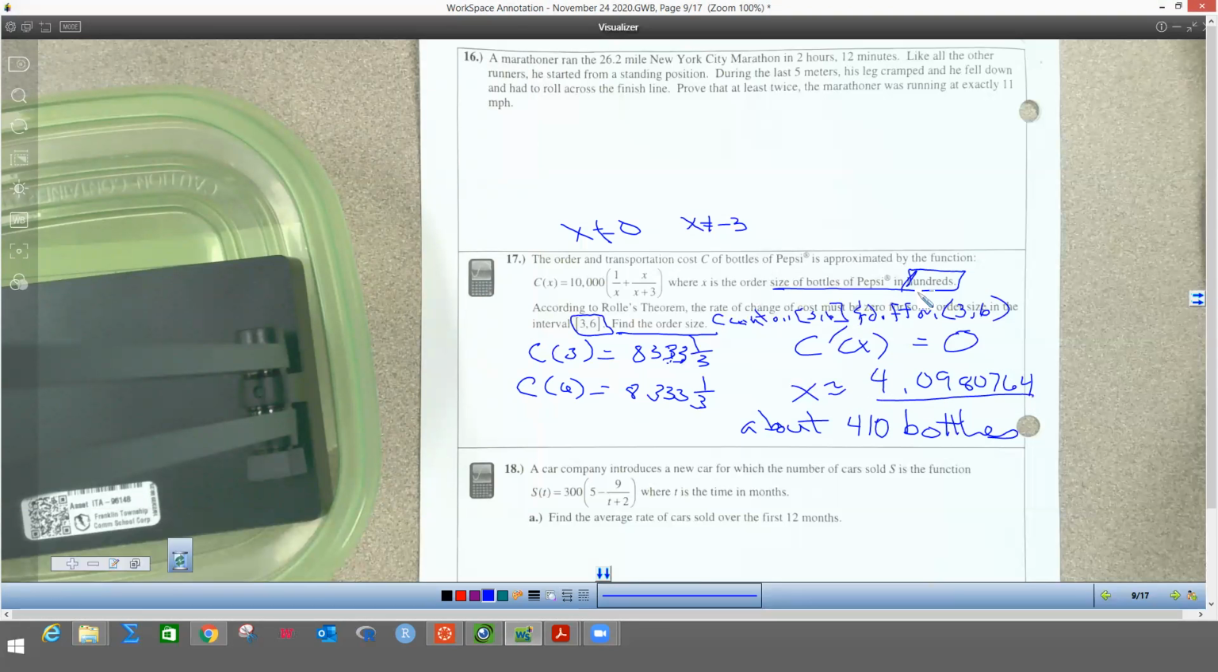And then something we need to realize is that this says that this number is in hundreds. So we got to take that times 100, and if I round that, that's 409.8 bottles. So I should probably round that to about 410 bottles would be the order size, approximate order size for the bottles of Pepsi.